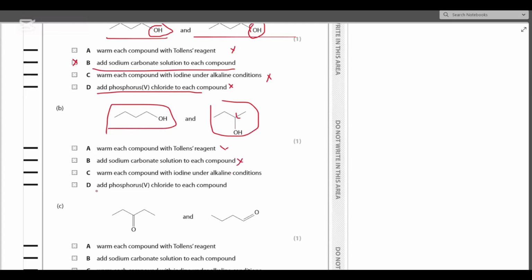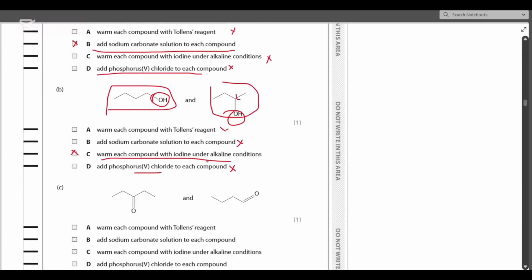So that's out of the equation. If I add phosphorus pentachloride, it's still not going to distinguish between them, because we know phosphorus pentachloride is used to identify alcohol groups, and since there is an alcohol group in both compounds, it's not going to be effective. So the only option is C, where we warm each compound with iodine under alkaline conditions. Then it may work.